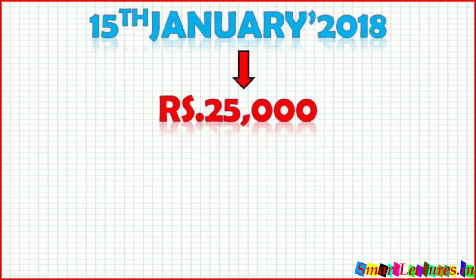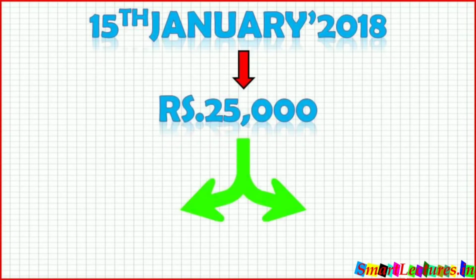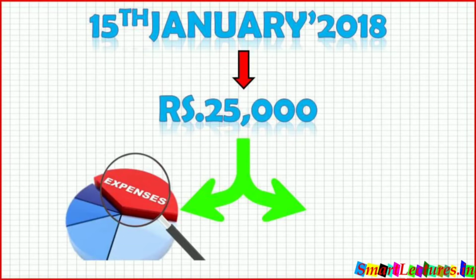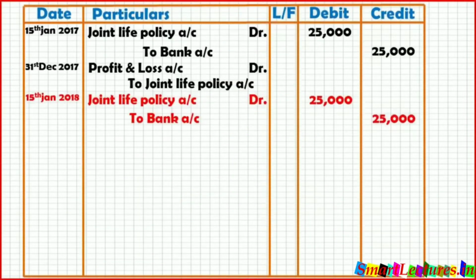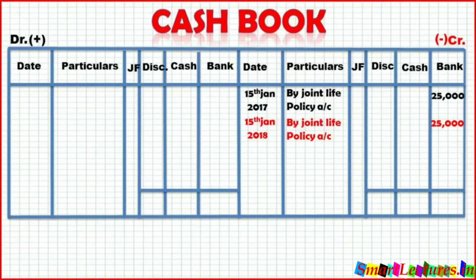Now let's move to 15th January 2018. How much did we pay today? That was 25,000 rupees. So again, this 25,000 rupees will be split into two parts. Some part will become an expense for the firm and another part will become the asset of the firm. So what will be the journal entry? Joint life policy account debit to bank 25,000 rupees. It means in the cash book, 25,000 rupees will be shown as a payment on the credit side.